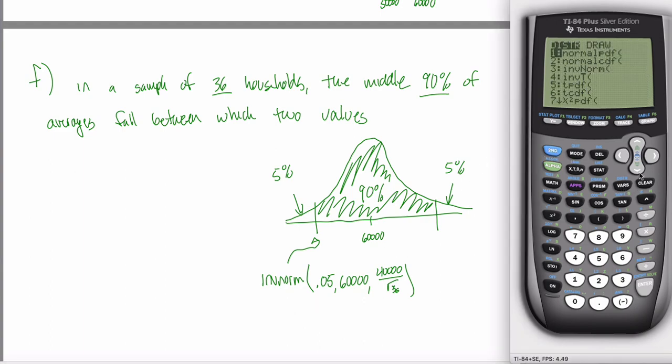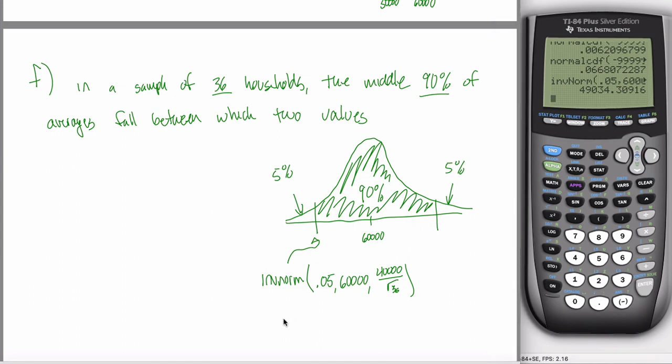Second, and then variables, go down to inverse norm. The area below is 0.05 for 5%. The center is 60,000. The spread is 40,000 divided by the square root of 36. Type that all in. Kick out a number for me, 49,034.